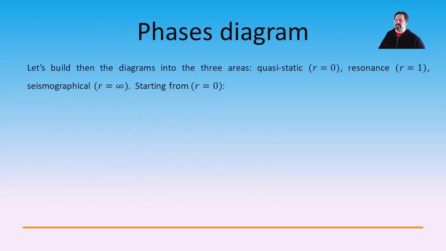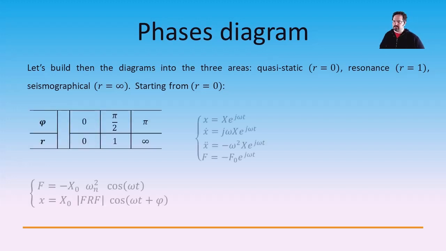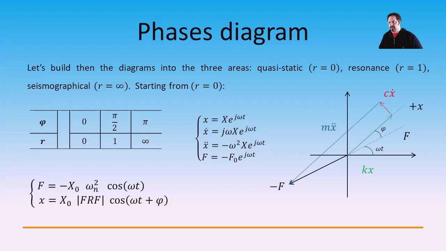So let's build the diagrams into the three areas: quasi-static, resonance, seismographical, starting from quasi-static. Those are the formulas we have used, and that's the diagram for the quasi-static area.